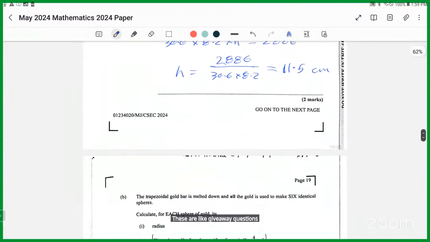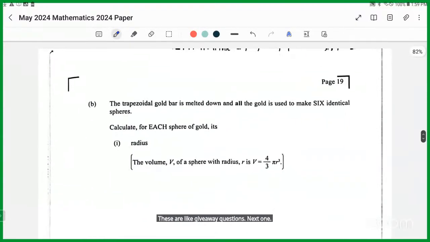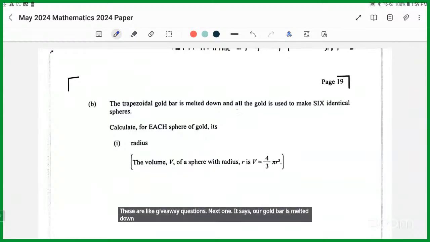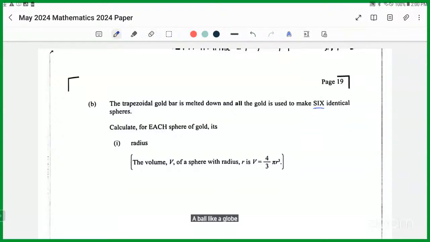Next one. It says the trapezoidal gold bar is melted down and all the gold is used to make 6 identical spheres. They put 6 in capital letters, so you can't miss it. Remember, a sphere is like a ball, like a globe, circular, like a marble. It says calculate for each sphere the radius.